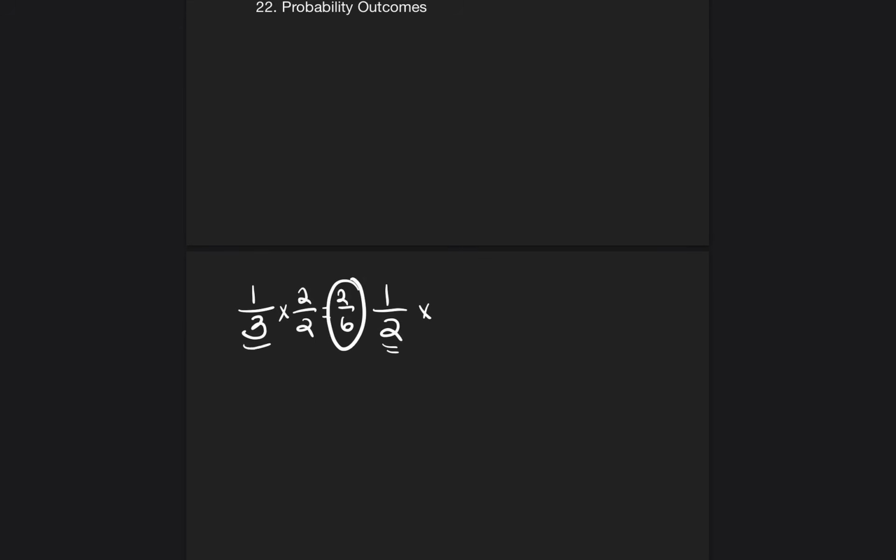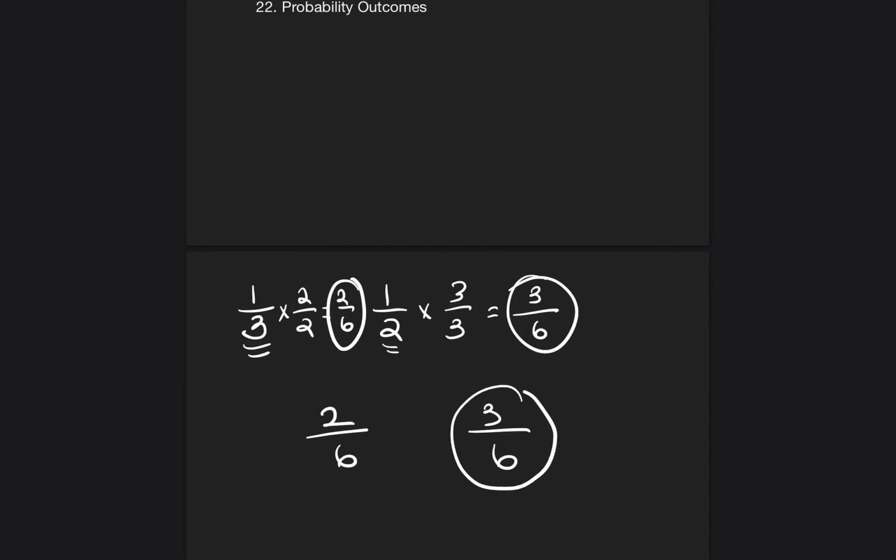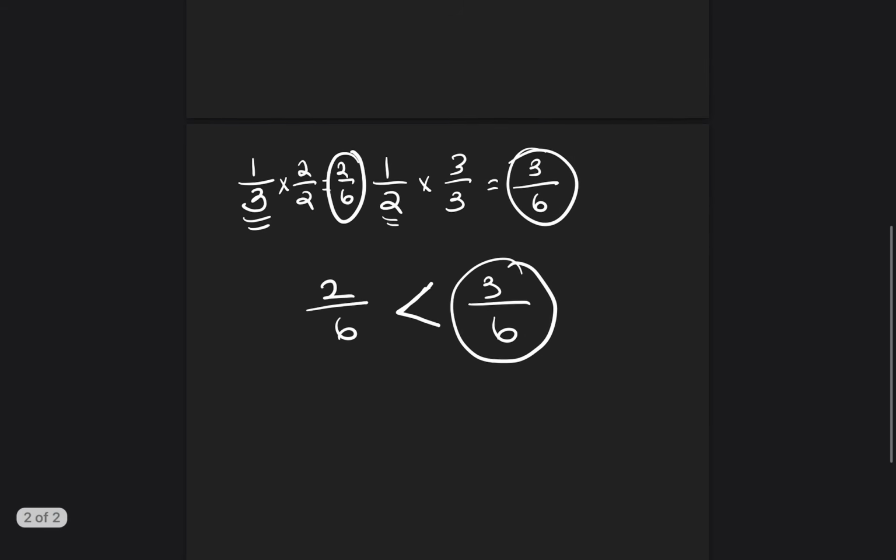And then I would multiply 1/2 times this denominator, which is 3. And so it would be 1 times 3 is 3. 2 times 3 is 6. So now we're comparing 2 over 6 to 3 over 6. So because they have the same denominator, we can clearly see which one is larger. This one is the larger fraction. So we're going to say that 2/6 is less than 3 over 6.